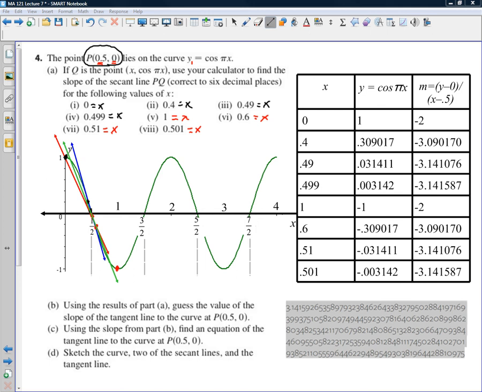And then I drew in that green one just between there, when x is maybe about 0.1, just to see that it fell between the red and the blue. And of course, as the points get closer and closer, the secant line starts looking an awful lot like the tangent line, the blue line. So enough said about number 4. Hope this video helped.